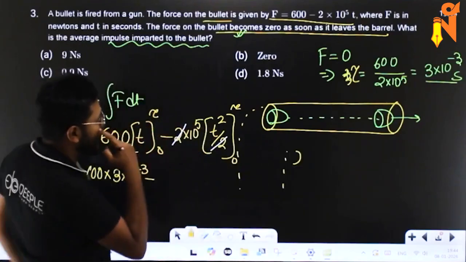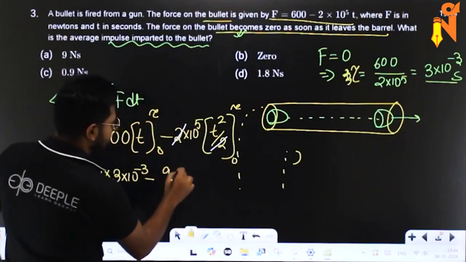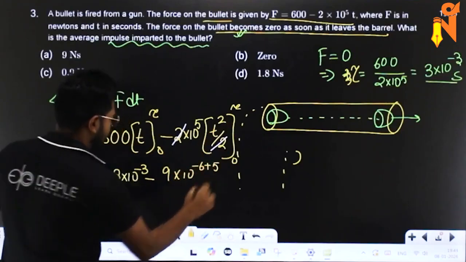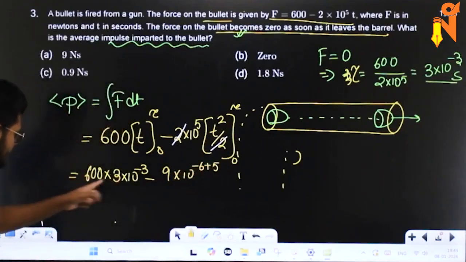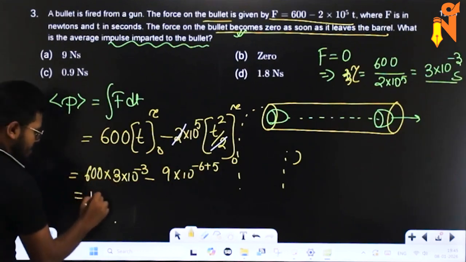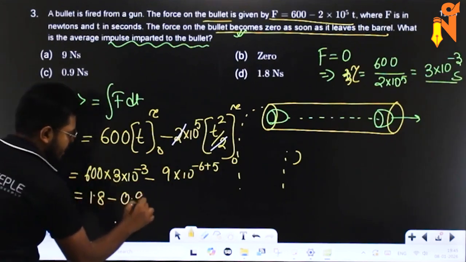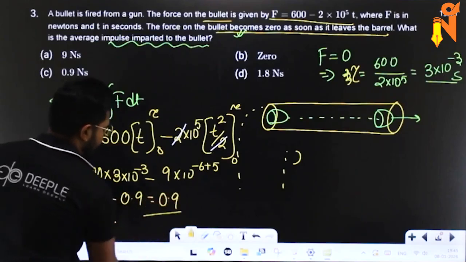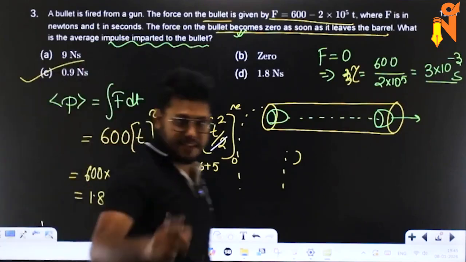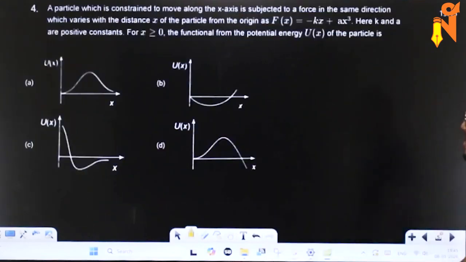So t square, I get 9 into 10 to the power minus 6 plus 5. So 0.9, and here I get 18 into 10 to the power 3, that means 1.8. 1.8 minus 0.9, that is 0.9. And since all the things are SI, the answer will be SI. Option C is the correct one. Let's go to the next one.